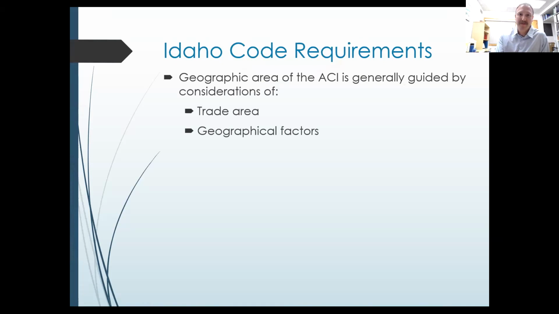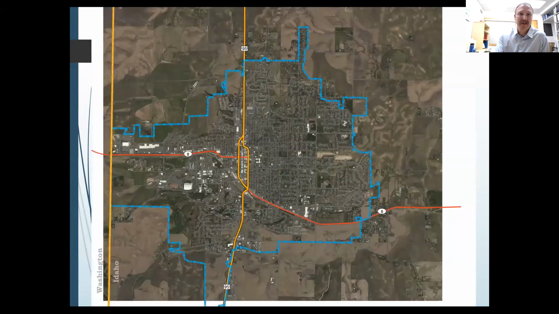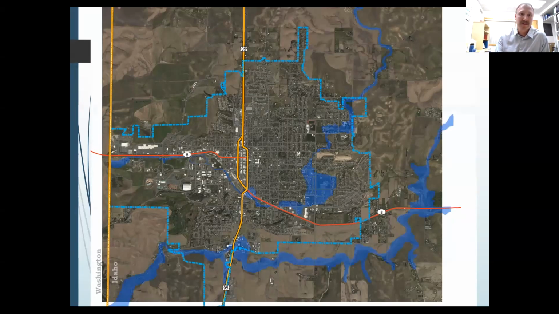For the next one, we have geographical factors. There could be natural or man-made ones that we've identified. Just taking a look at the city of Moscow, what man-made factors do we have? Looking at the Idaho-Washington boundary, certainly a man-made factor. Of course, we can't grow across the state line, so that really prohibits our growth to the west. We also have two bodies of water. We've got Paradise Creek that flows through the city, and we also have the South Fork of the Palouse River on the south end of town. So how do those natural geographical boundaries end up affecting the area of city impact boundary?